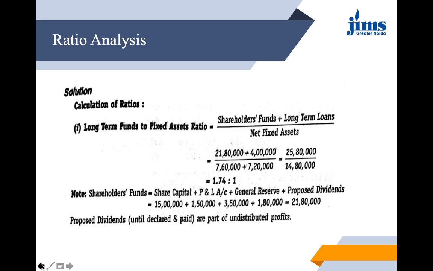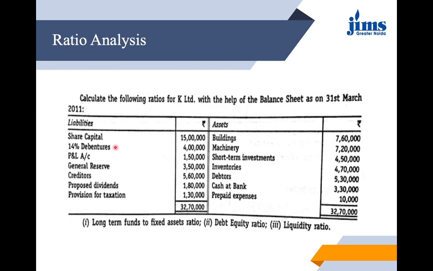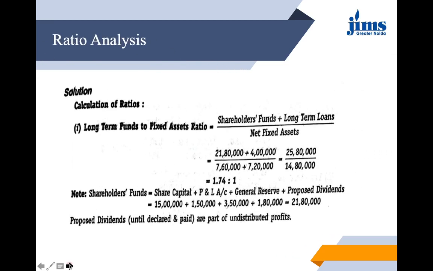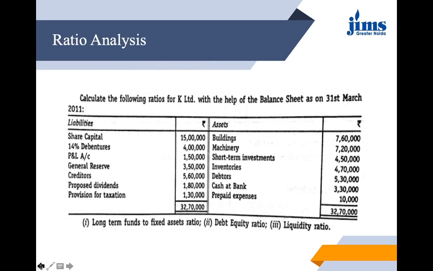So you may see in the question that these are the only four items that we can consider for this category of question. So we are able to obtain the shareholders fund from this point. Then long-term loans: we are having 14% debentures for 4 lakh rupees, so we have considered it under long-term loans.